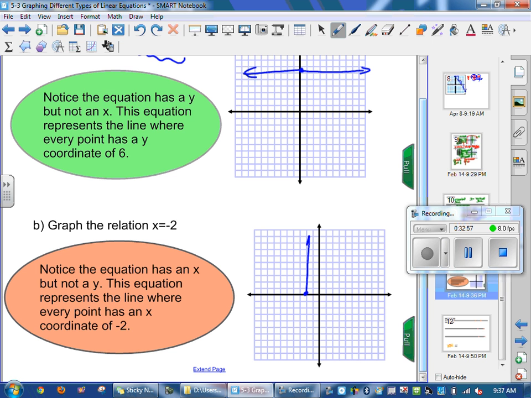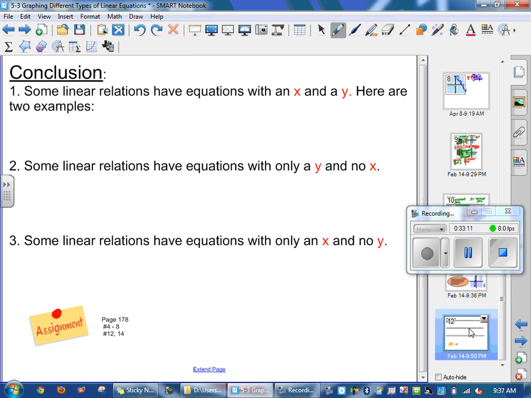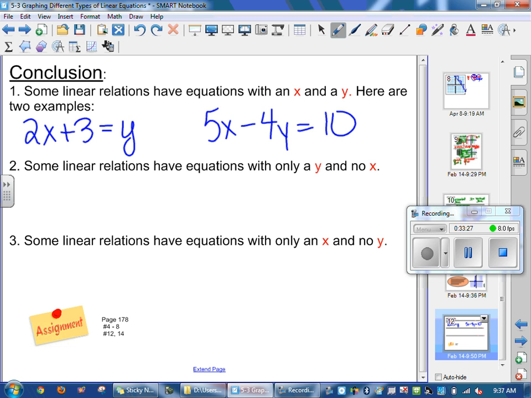Let's answer the last couple questions. Some linear equations have x and y. Here are a couple examples. 2x plus 3 equals y. I could have 5x minus 4y equals 10. Those are ones with x and y, and we call those ones diagonal. Now we have a new word for diagonal in math. It's called oblique. So oblique is another word for diagonal. It's a fancy math word.